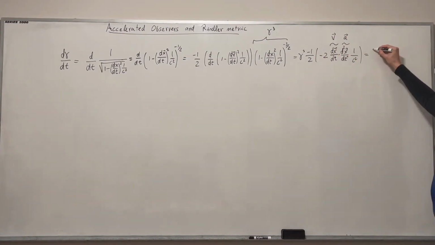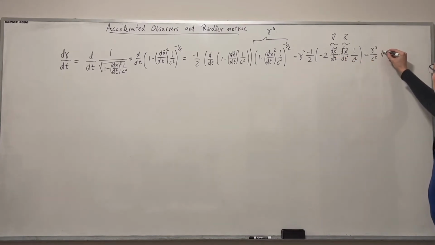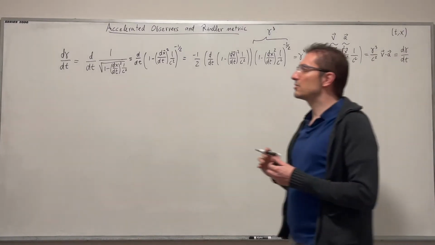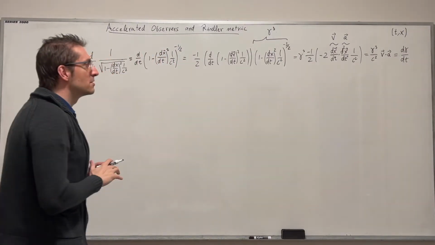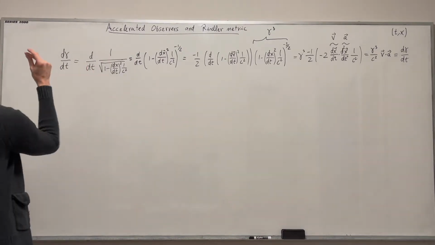So we know that the derivative of gamma with respect to t is gamma cubed divided by c squared times the velocity dot product with the acceleration. So this is d gamma/dt in an arbitrary frame t, x. All right, so let's remember that is something that we're going to use. So let's store it maybe on that corner there, like that.